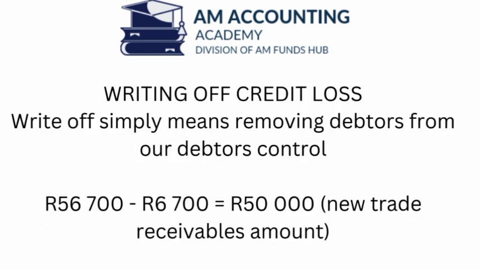Now, our first step will be to write off the credit loss. Write off simply means removing debtors from our debtors control, basically subtracting the write-off amount from our trade receivables, as we no longer expect that amount and consider them as credit losses. Another word for that is bad debts. So therefore, 56,700 subtract 6,700 will leave us with 50,000. 50,000 will be our new trade receivables amount.